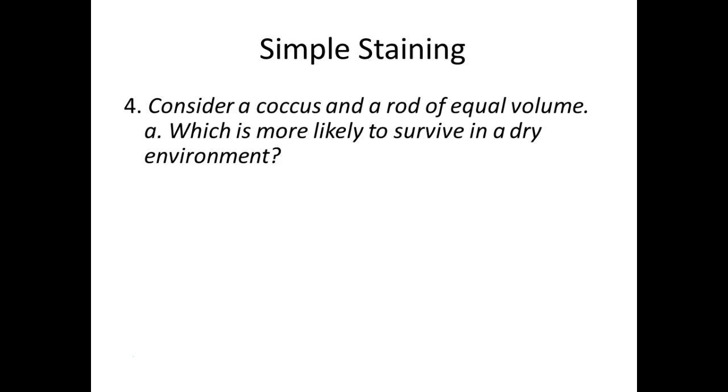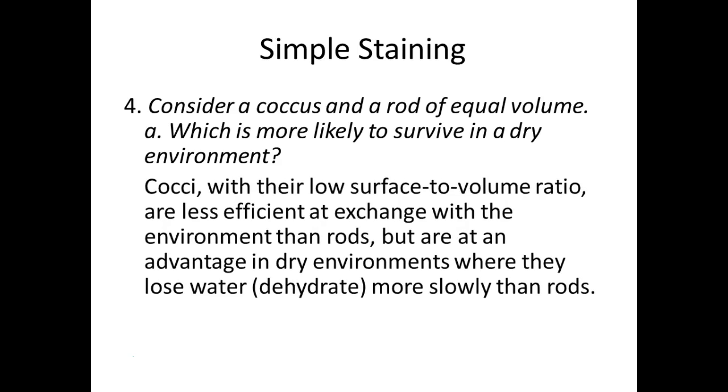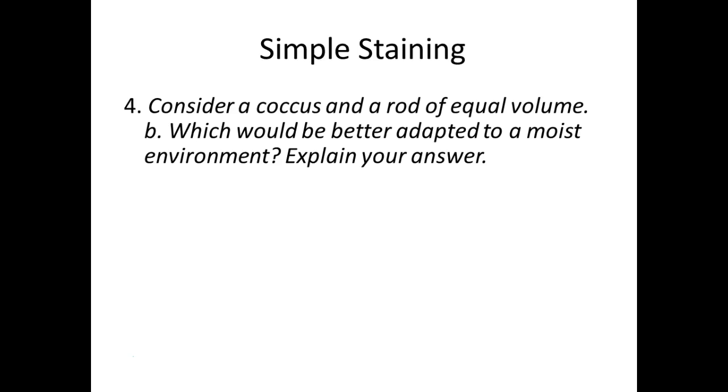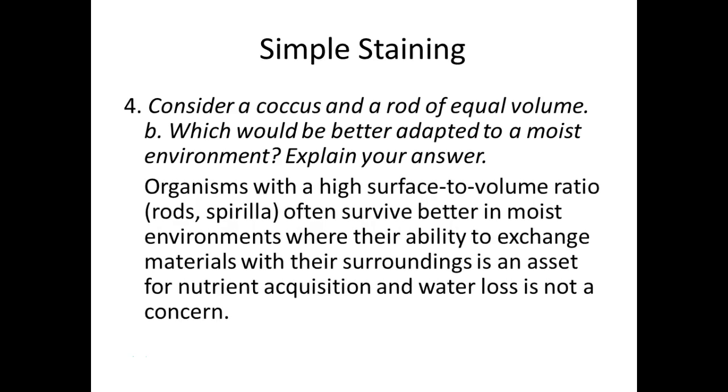So it actually is to their benefit in a dry environment to be a cocci, right? Because they are the ones that have the smaller surface to volume ratio. Make sense? And that prevents water loss in a dry environment. They would dehydrate much more slowly. What if we were in a moist environment? Who would better be adapted to that? The rod, because he doesn't have to worry about losing water, right? And so having that greater surface to volume ratio would allow it to have better interaction with its environment.